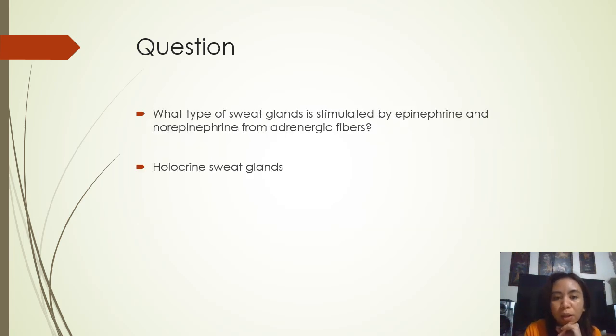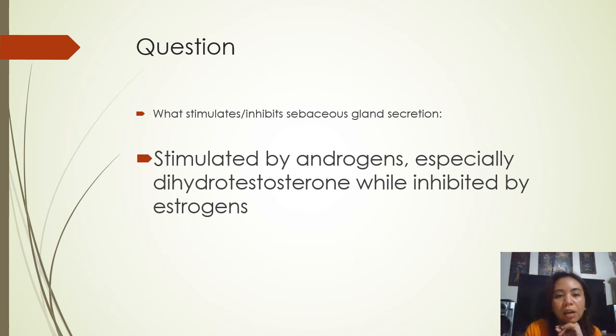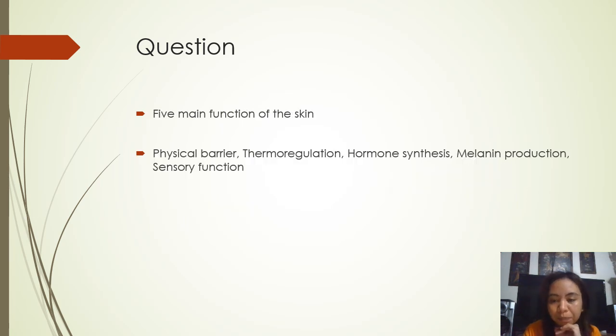And then what type of sweat glands is stimulated by epinephrine and norepinephrine? So in contrast to the eccrine sweat glands, apocrine sweat glands are stimulated by the epinephrine and norepinephrine from the adrenergic fibers. And on the other hand, sebaceous glands are stimulated by hormones such as androgens and especially dihydrotestosterone, while it is inhibited by estrogen.